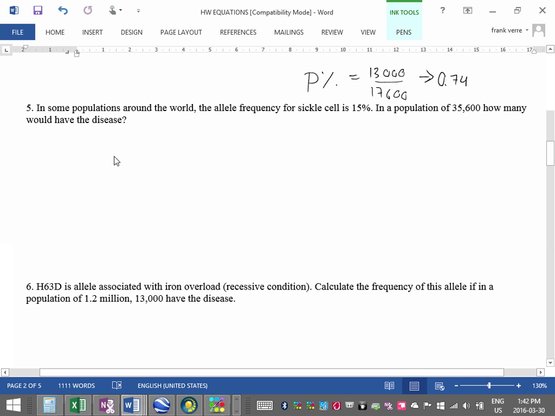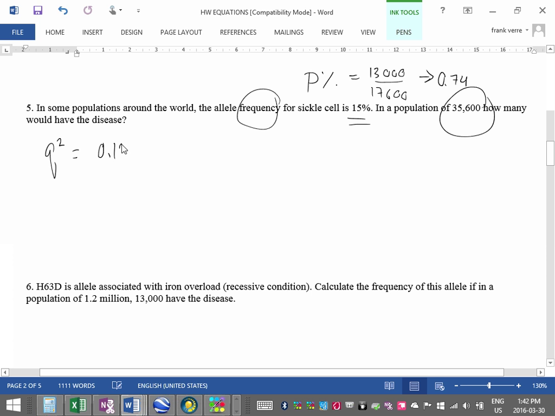In some populations around the world, the allele frequency for sickle cell is 15%. If we have 35,600, how many would have the disease? So, what is the sickle cell? It's recessive, right? So how many copies do you need to get it? So you have to be Q squared to get sickle cell, right? So the allele frequency is 15%.